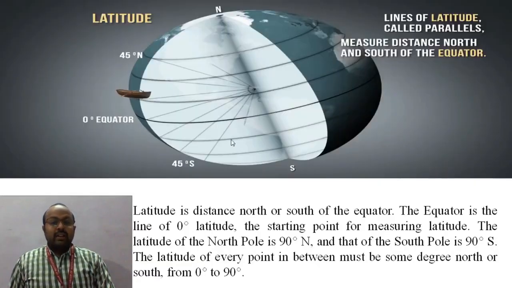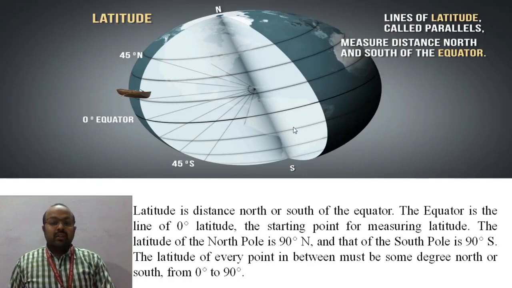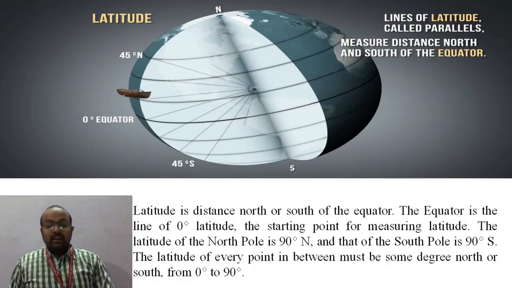This is the latitude position: this is the 0 degree equator, this is 45 degrees north, and that is 45 degrees south. So these are the north and south poles. These lines of latitude are called parallels. Latitude is the distance north or south of the equator. The equator is the line of 0 degree latitude, the starting point for measuring latitude. The latitude of the north pole is 90 degrees north, and the south pole is 90 degrees south.